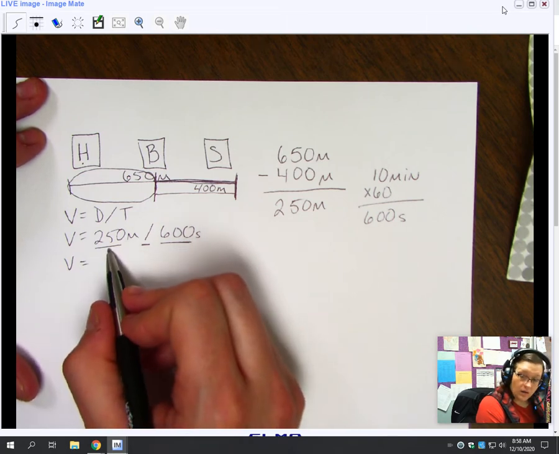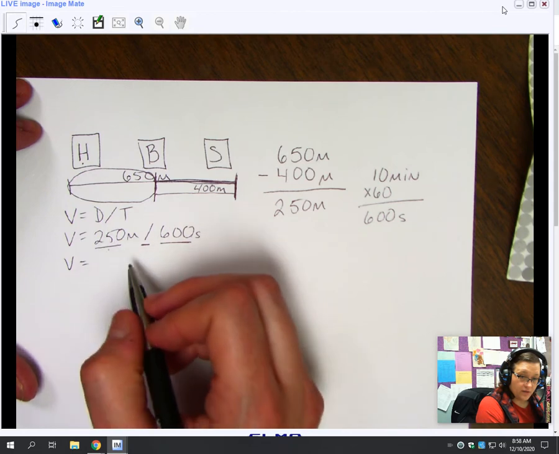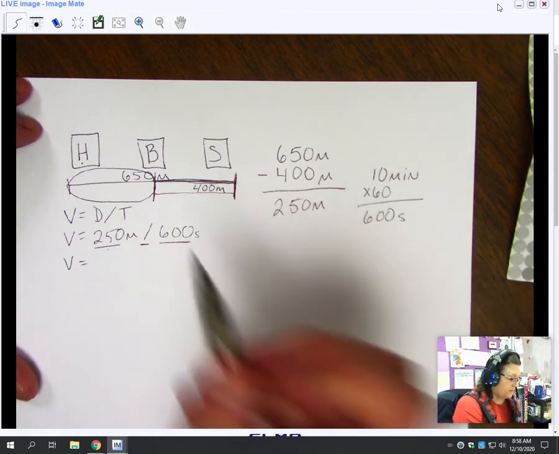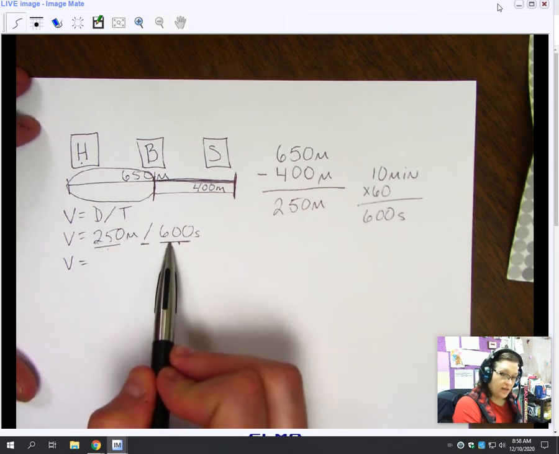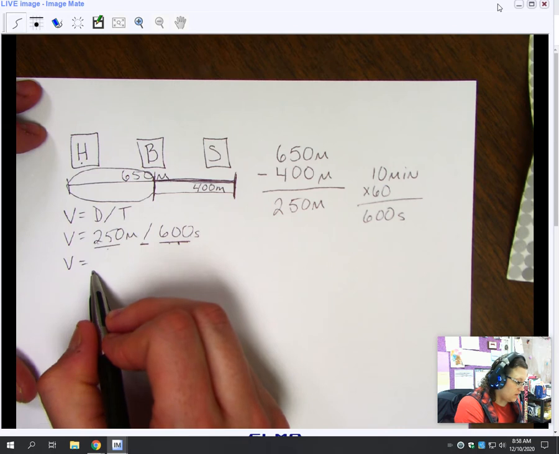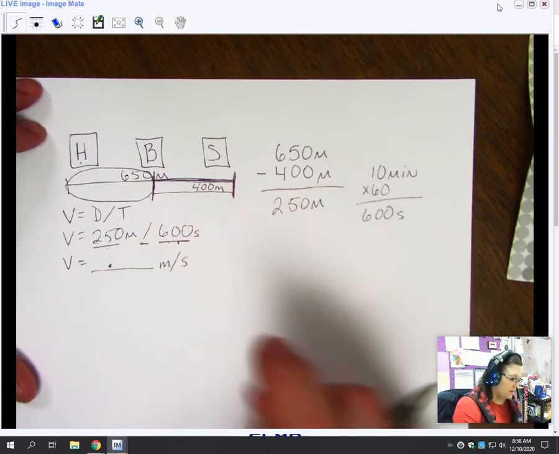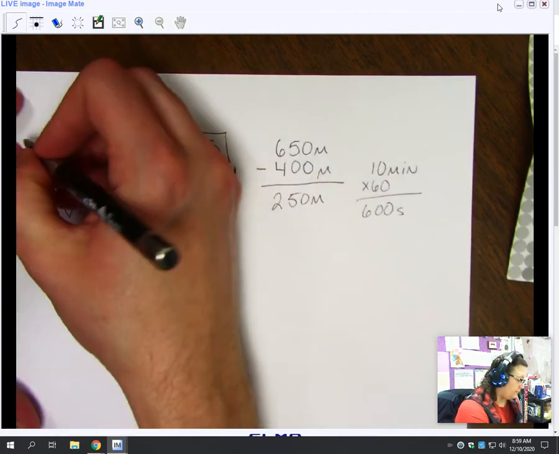I know that's smaller, and a lot of people are wanting to flip this around and do 600 divided by 250. But remember, the nice thing about using this formula setup is this is the order from left to right that you type in your answer. So you should get a decimal. I'm not going to tell you what that is. I'd like for you to do that calculation, but that's how you do number 1.